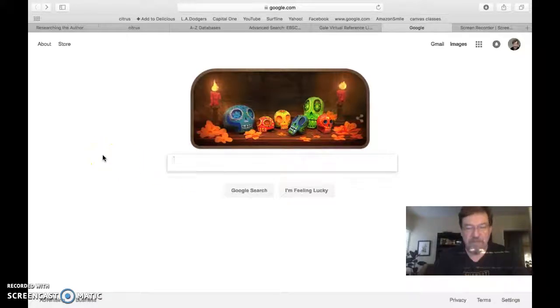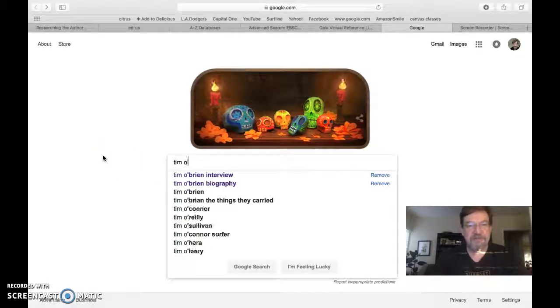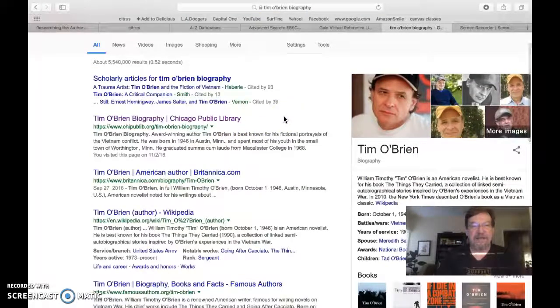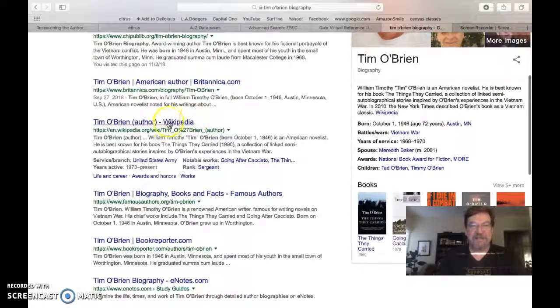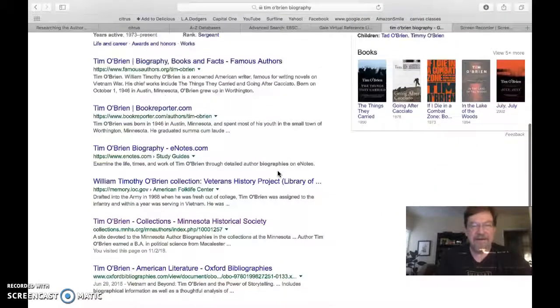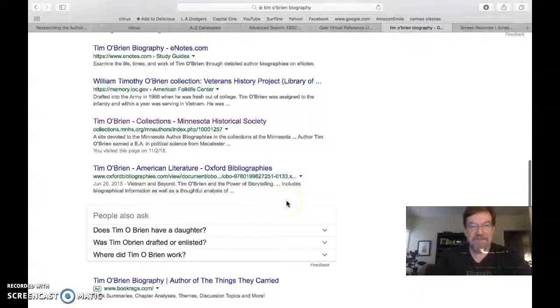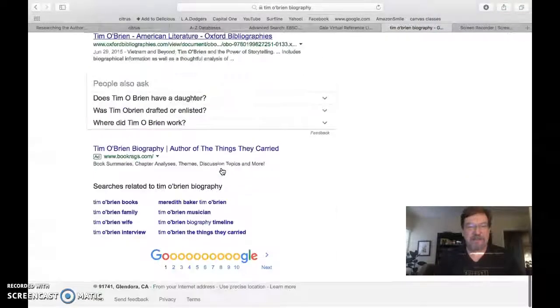With someone like Tim O'Brien, I'll just do this. Tim O'Brien. See, I've done this already. Tim O'Brien. Let's go biography. This is going to give me a lot of different stuff. Tim O'Brien biography. A lot of this is pretty short, though. I've already looked through some of these. We're not taking Wikipedia. We're trying to get more in-depth material than that. So I do have a lot of stuff here. Let's see. The collection. Tim O'Brien collection. Minnesota Historical Society, etc.